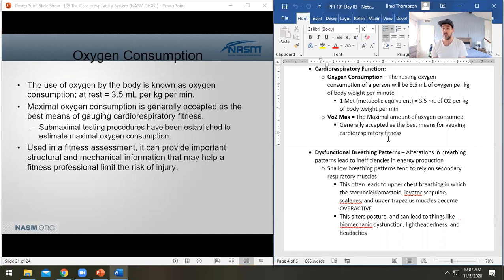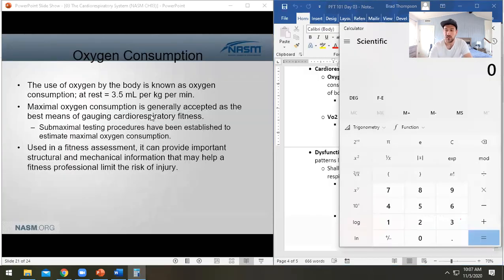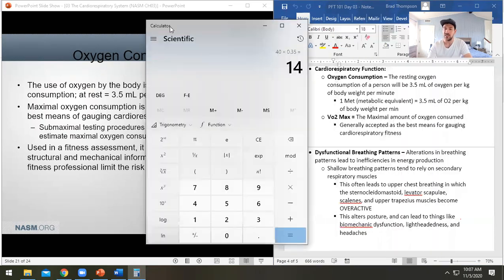So if you are at rest, let's say you're sleeping, and you weigh, I am so bad with metric, 40 kilograms, which I think is a lot. Is it? I don't know. Let's say you weigh 40 kilograms. You're going to consume 3.5 milliliters of oxygen per kilogram of your body weight per minute. So 40 kilograms times 3.5, you're consuming about 14 milliliters of oxygen per minute when you're at rest.